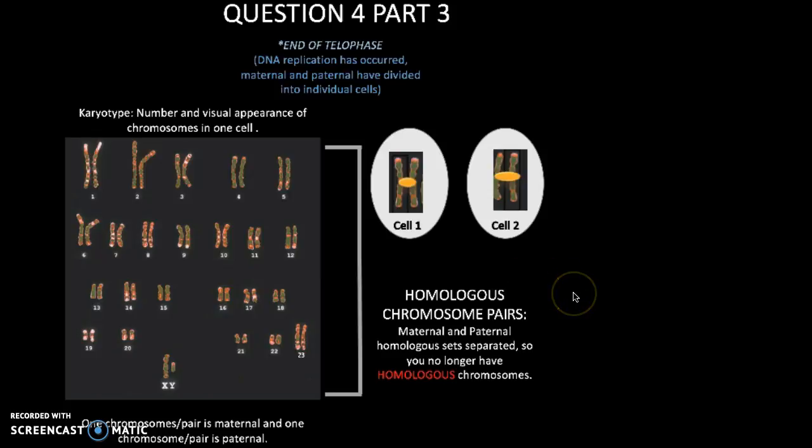Okay, and then homologous chromosome pairs. So we know here that the maternal and paternal homologous sets are separated. So you no longer have homologous chromosomes within the cell. Okay, so these have all been split right in half. One has gone to one side and one has gone to the other. Okay, so that's going to be 0.